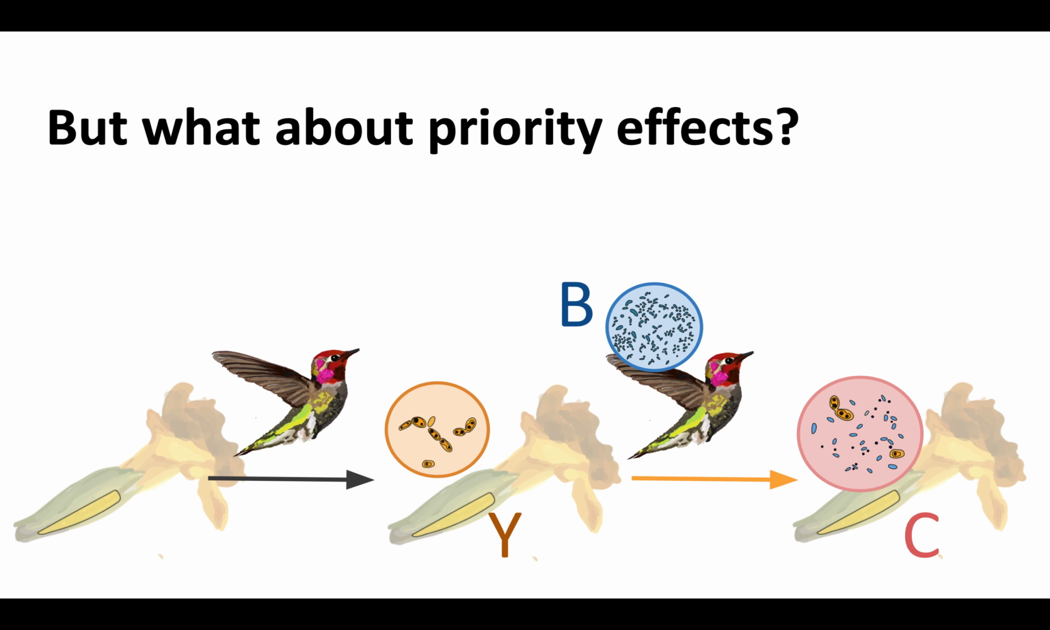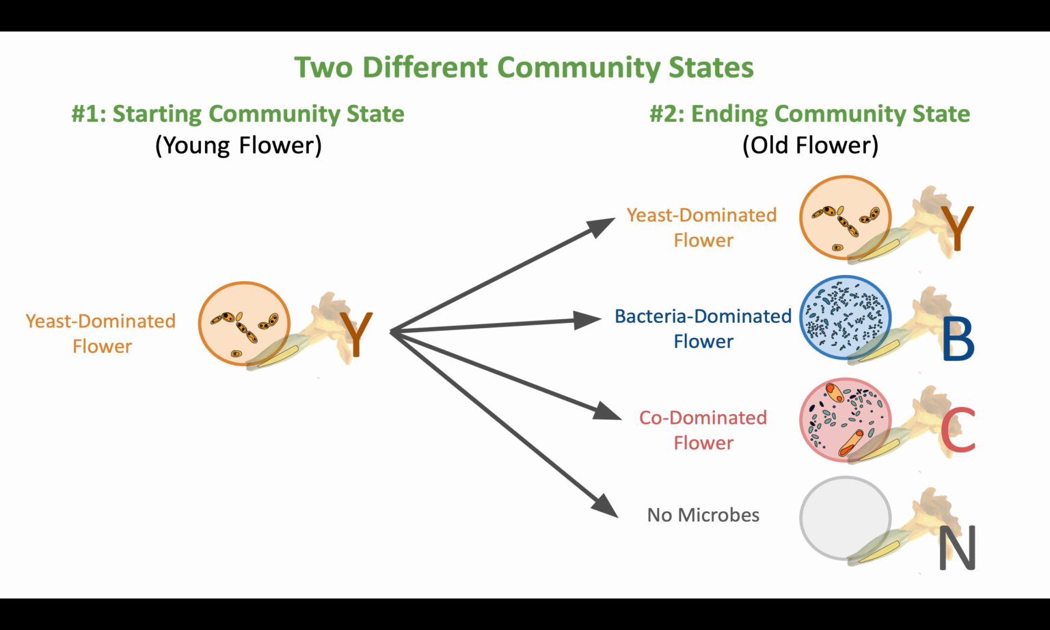But what about priority effects? Song's simulation doesn't take into account that a community that starts with some microbe may change community states. The order of arrival of the microbe is extremely important in determining the dominance of the flower. For example, if a flower is yeast-dominated first, and then a new pollinator comes along carrying bacteria, the likelihood of that flower becoming bacteria-dominated is very low. It is more likely that the flower will become co-dominated by both yeast and bacteria. So we modified Song's simulation to build in this change in community state.